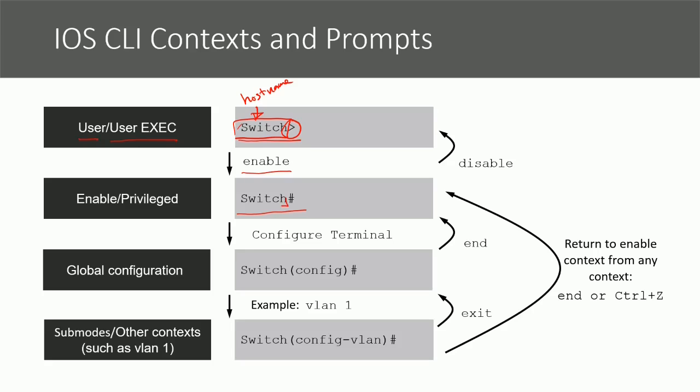The first part is the host name, which is switch by default. The other part is hash, and this hash means you are in enable mode. If for any reason you want to go back to user mode, you can type disable, which is the opposite to enable. This command will get you back into user mode.